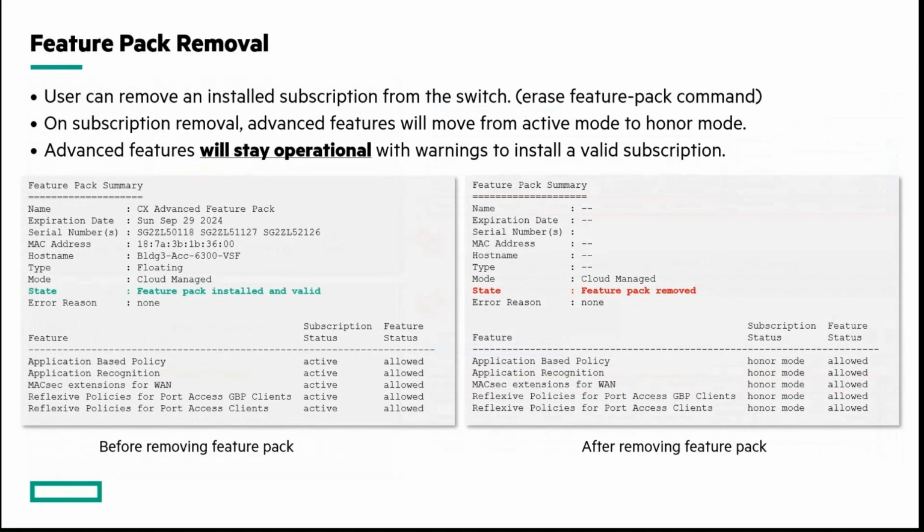Talking about feature pack removal, in order to remove a feature pack, user can remove an installed subscription from switch using erase feature pack command. Once you do that, subscription will move from active mode to honor mode, and advanced features will stay operational with warnings to install a valid subscription. Here is a CLI output to show this state.